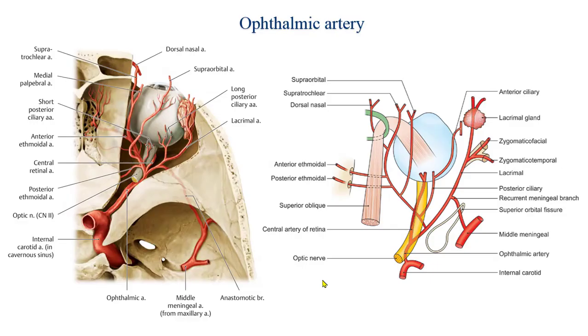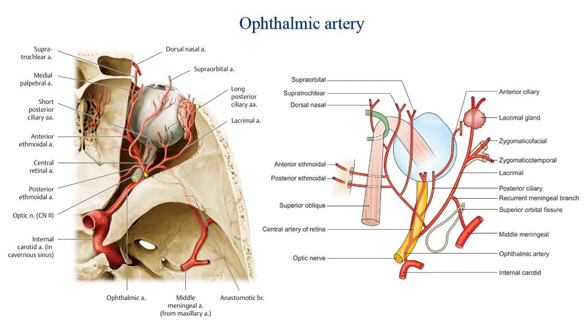Now we are going to be talking about the different blood vessels that you can find in the orbit. We are going to start off with one of the main arteries of the orbit, the ophthalmic artery. The ophthalmic artery is the first branch of the internal carotid artery, and it passes into the orbit through the optic canal with the optic nerve.